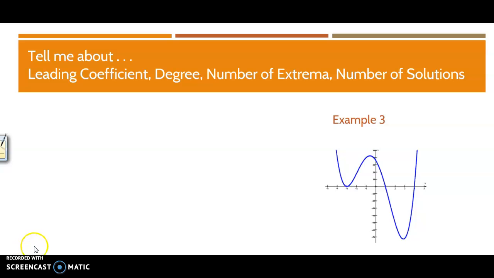Hello, we are looking at a graph of a polynomial, and we are supposed to talk about the leading coefficient, the degree, the number of extrema, the number of solutions, all based on this graph. So let's start with the leading coefficient.